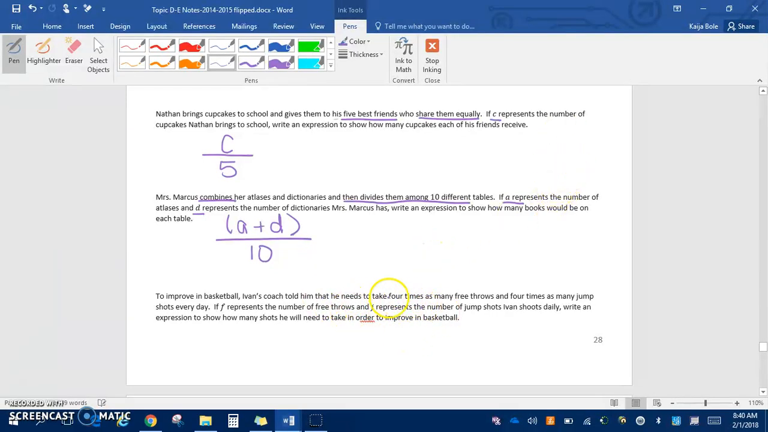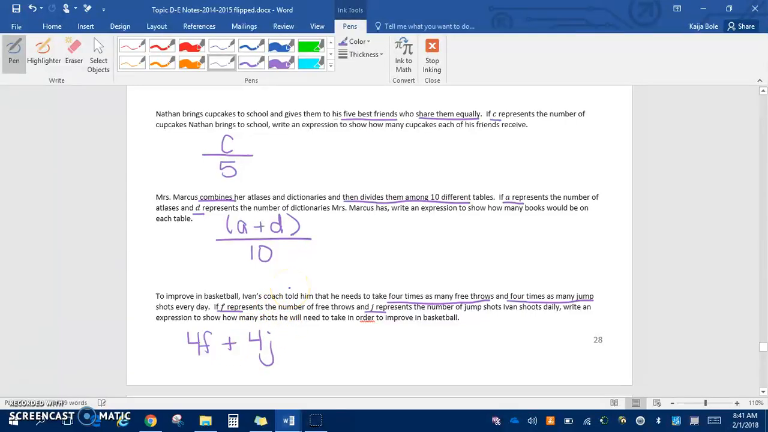So if we go back, he needs to take 4 times as many free throws, 4 times as many jump shots. F represents free throws and J represents jump shots. So 4 times free throws. So that means we're going to have 4 times F plus he also needs to work on 4 times as many jump shots. So that would be 4J.